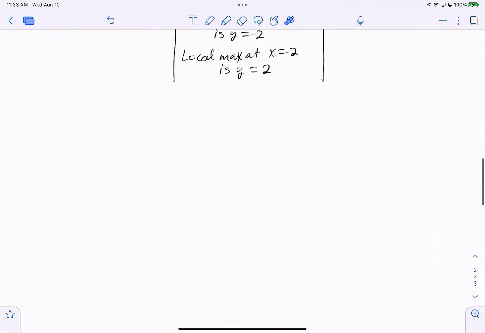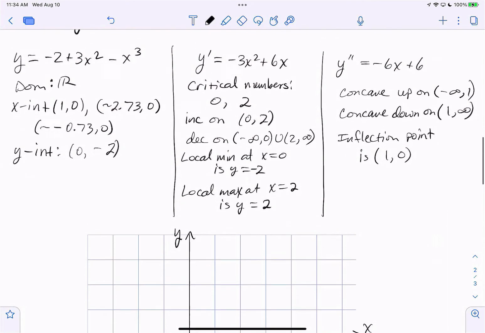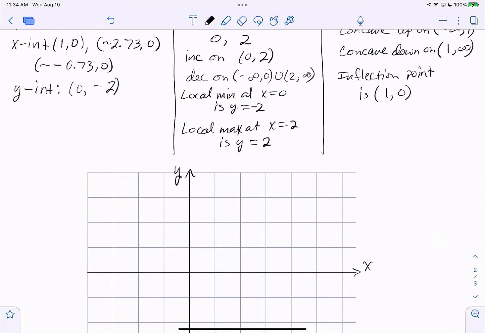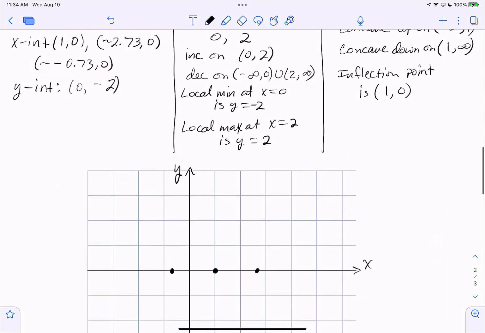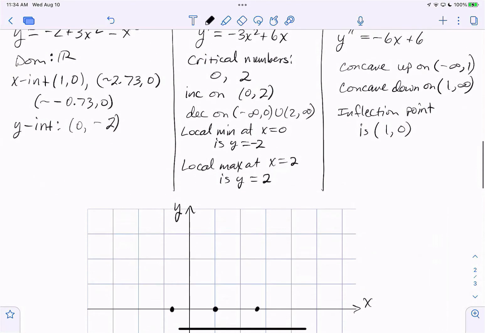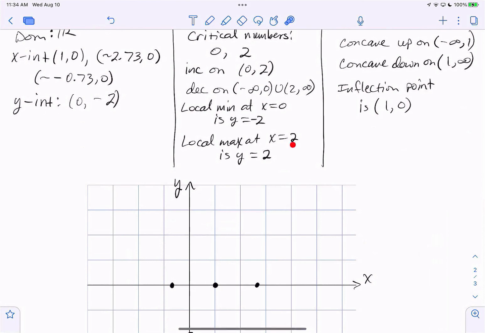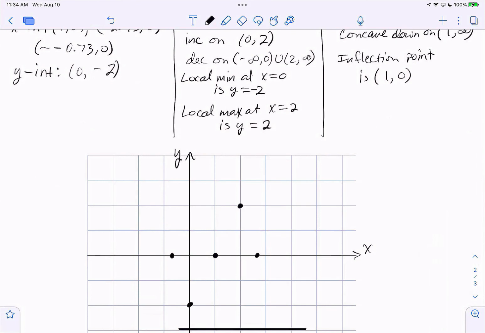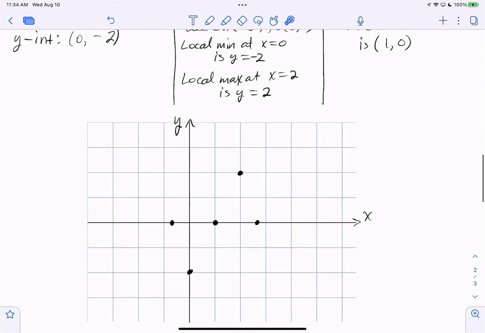Now let's put all this together in a graph. All right, we've got points that we can plot. We've got the x-intercepts at 1, 0, at approximately 2.730, just ballparking it over there, and -0.730. In my head, I'm thinking that's like -3/4. Y-intercept is 0, -2, and then we have a maximum value at 2, 2. And then we already have plotted 1, 0. And so we're going to draw this.